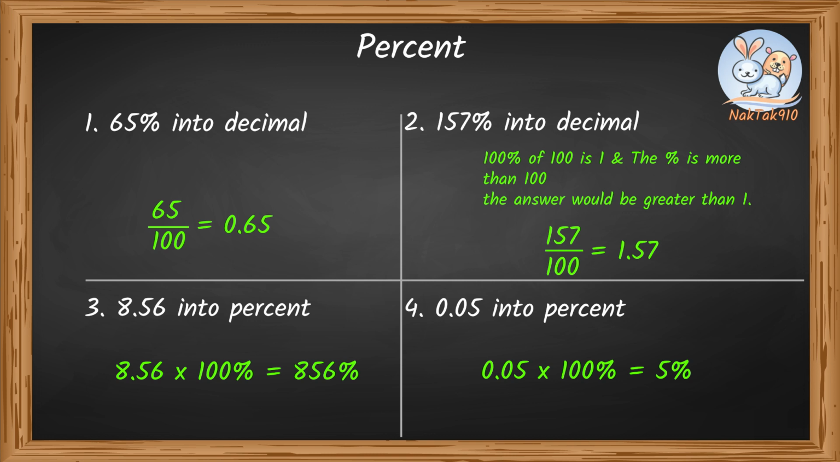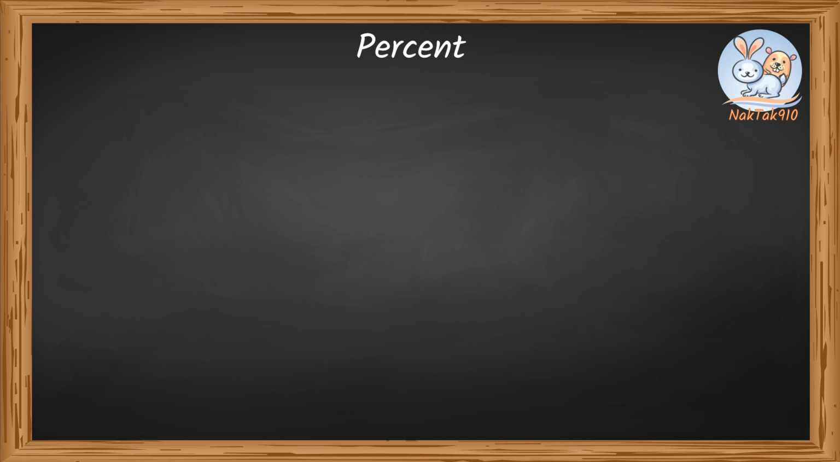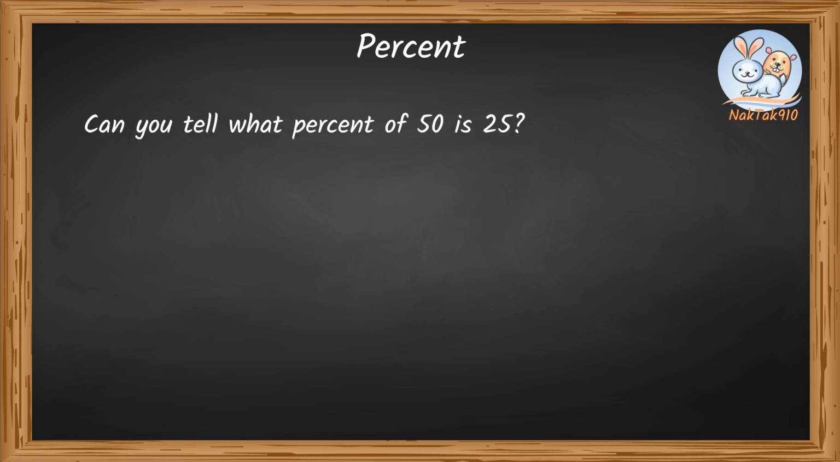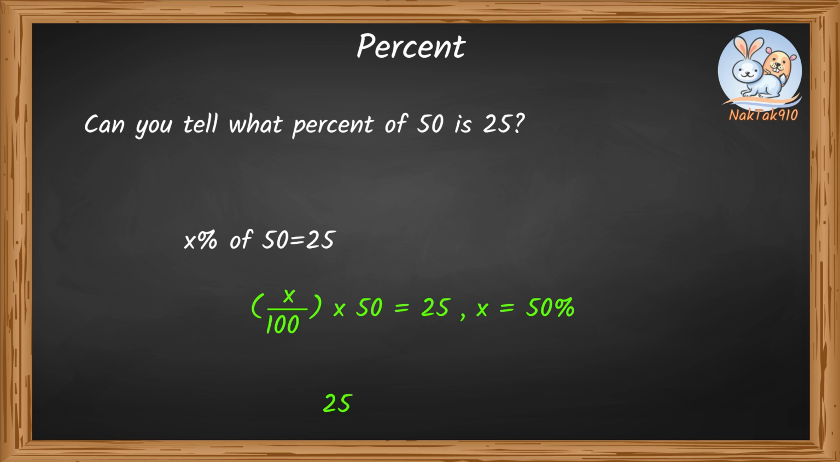Good. Now I'll put forward questions based on the same concept with different framing language. Can you tell me what percent of 50 is 25? I don't think I get this. Could you please help me? Let's go as per the question. It means x percent of 50 equals 25. So x divided by 100 times 50 equals 25. X equals 50%, so 25 is 50% of 50.